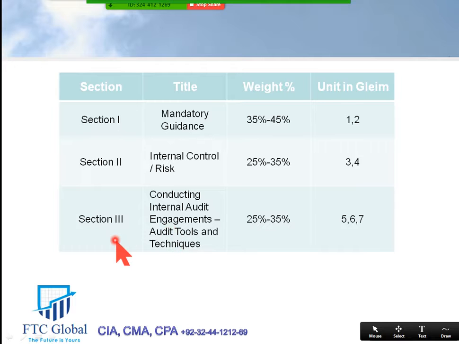Then we have the longest one, section 3, and the technical one as well. Section 3, conducting internal audit engagements, audit tools and techniques. The weightage assigned to this section is 25 to 35%, and the units are 5, 6, 7. Remember, these are the minimum to maximum weightage assigned, and the number of questions could be somewhere between 35 to 45% from section 1, 25 to 35% from section 2, and between 25 to 35% from section 3. So the weight is not exactly the lower or the upper, it would be somewhere between.